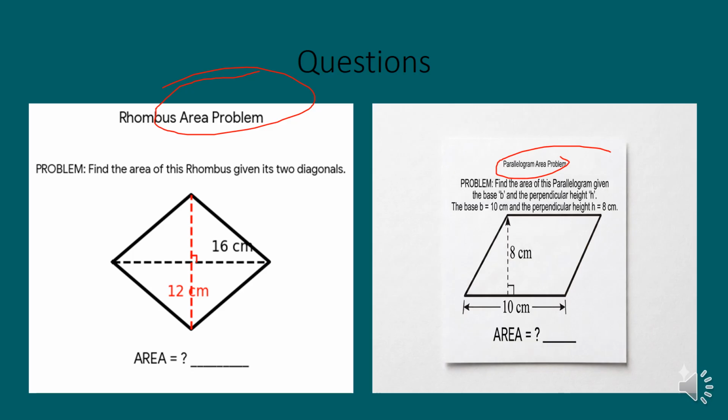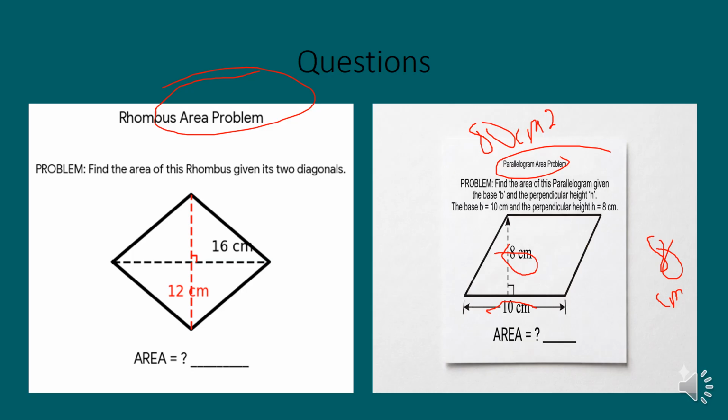Nice job, guys. I know you got the answer perfectly right. Let's start with the parallelogram. To find the area of this parallelogram, you gotta use the base b and the height h. The base b is 10 centimeters and the perpendicular height h is 8 centimeters. So we first do 8 times 10, which equals 80 centimeters squared.